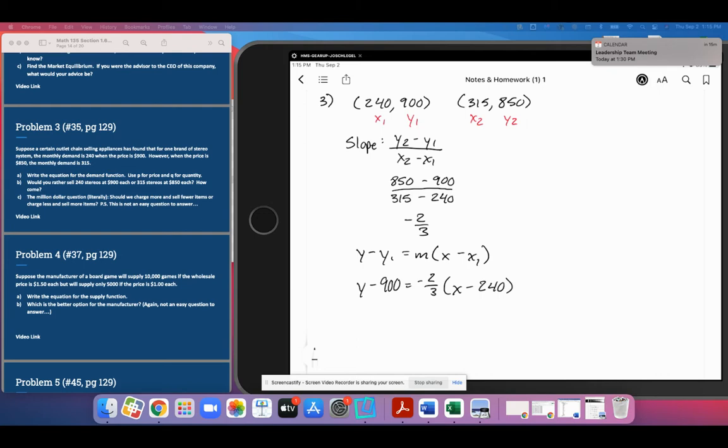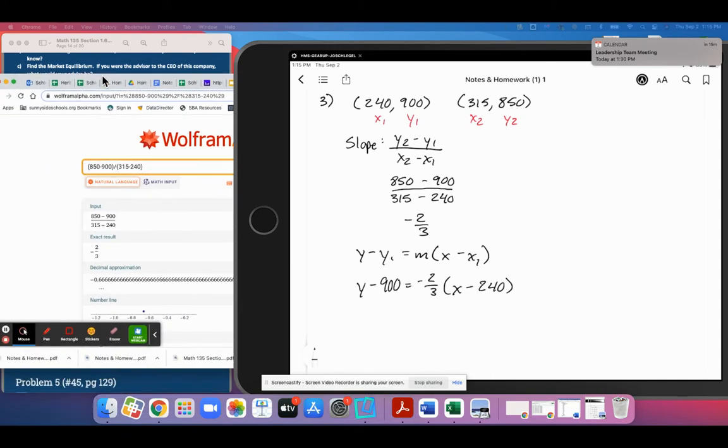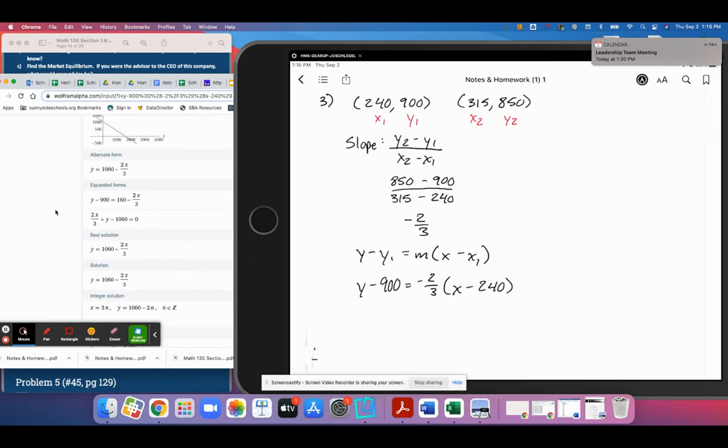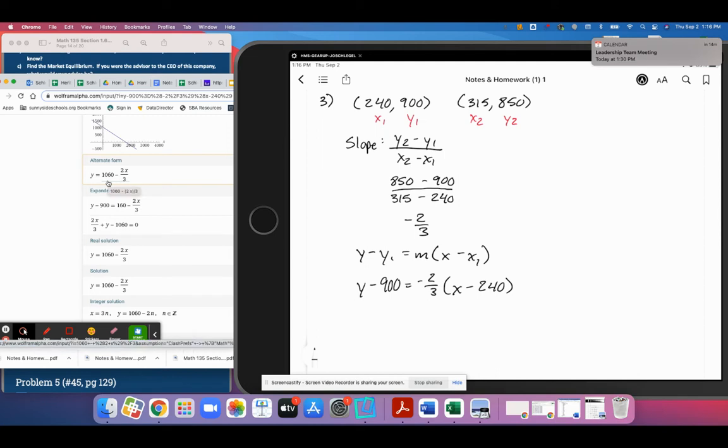I'm going to go ahead and give that to Wolfram, everyone, and get an alternate form that I like better. So I will have y minus 900 is equal to negative 2/3, and I'm putting that in parentheses just to keep that fraction stuck together, times x minus 240. And I end up with the equation. I'm going to put my x term first, and so I will have y equals negative 2/3 x plus 1060.